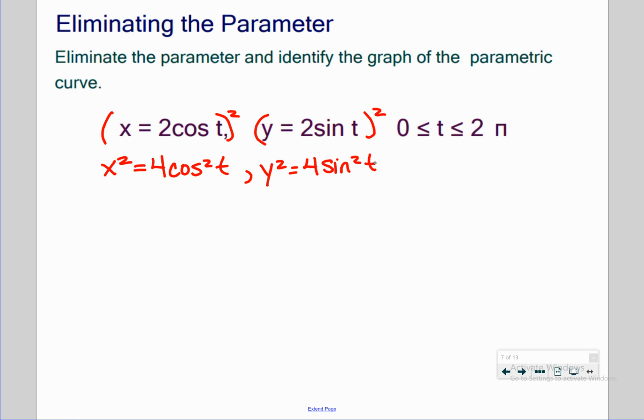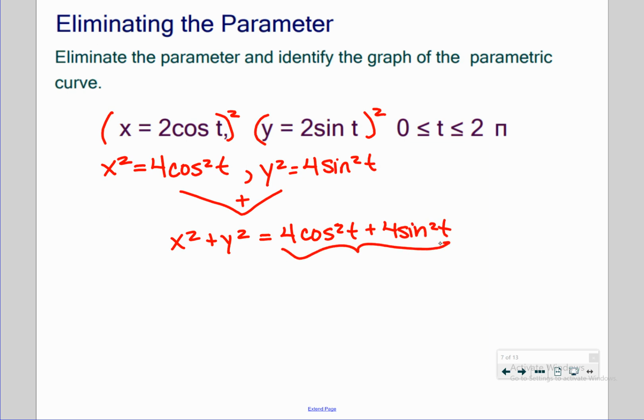Okay. Now what we're going to do is add these equations together, just like it's a system of equations. I'm going to add what's on the left together, and I'm going to add what's on the right together. X squared plus y squared is what's on the left. And on the right, I have 4 cosine squared plus 4 sine squared. Now look at what I have on that right side. What do you notice? A 4 is in both the terms. Factor it out.